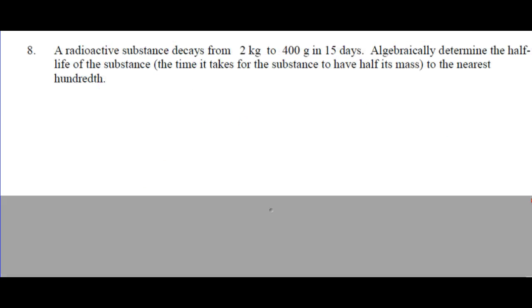Okay, 3 more. 8. A radioactive substance decays from 2 kilograms to 400 grams. What's 2 kilograms? 2,000 grams, right? So we have to make sure that our units are the same. Or you could convert 400 grams to 0.4 kilograms. They just need to be in the same units. Algebraically determine the half-life of the substance, the time it takes for the substance to have half its mass, to the nearest hundredth.